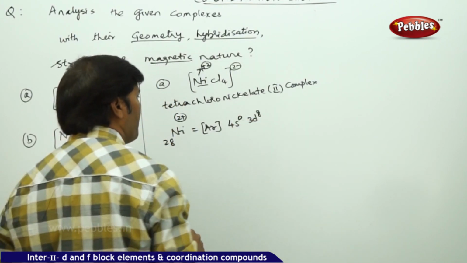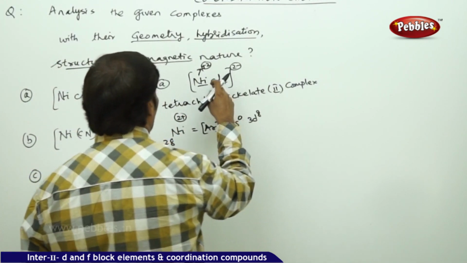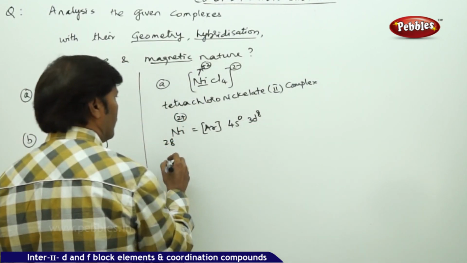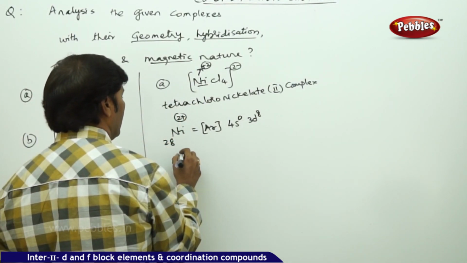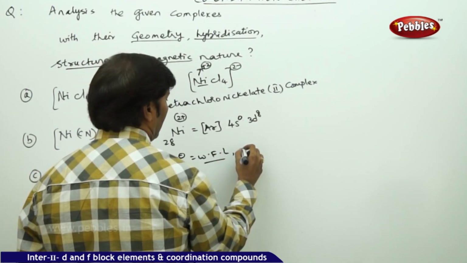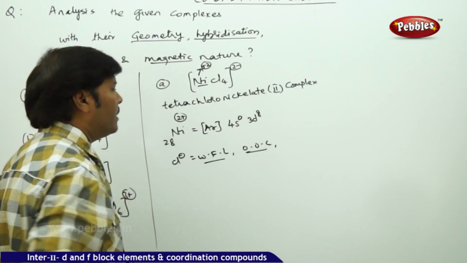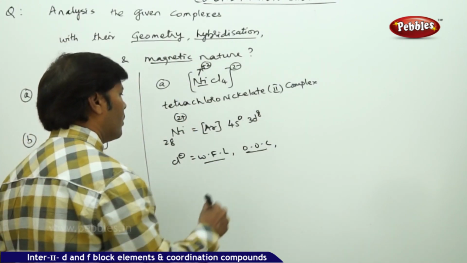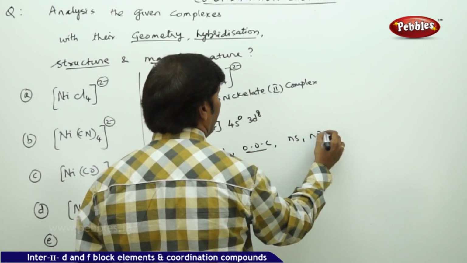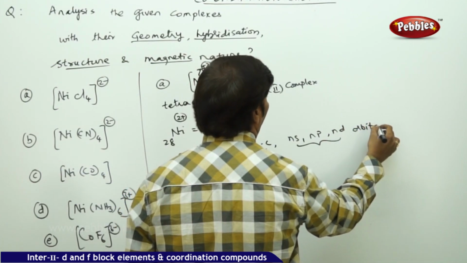4s0 3d8. And one more thing we have to understand here is that the chloro group is a weak field ligand. If it is a weak field ligand, it forms an outer orbital complex. If it is forming an outer orbital complex, then let us see what is happening. According to the VB theory, it will utilize ns, np and nd orbitals for the hybridization.